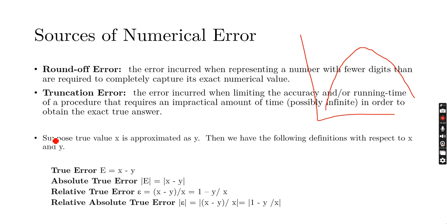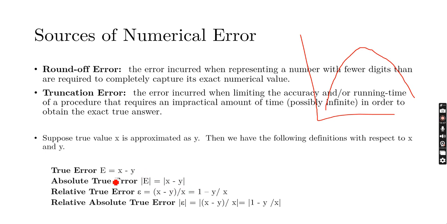Fine. Further, we have some definitions. So we have true error, which is like if x is the true value and y is the approximated value, then my true error is just x minus y. Absolute error, we take the absolute difference of these two terms and we get the absolute error.